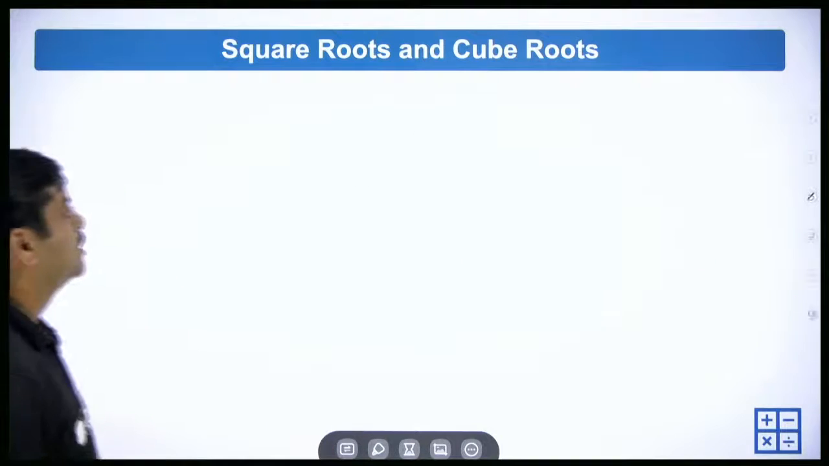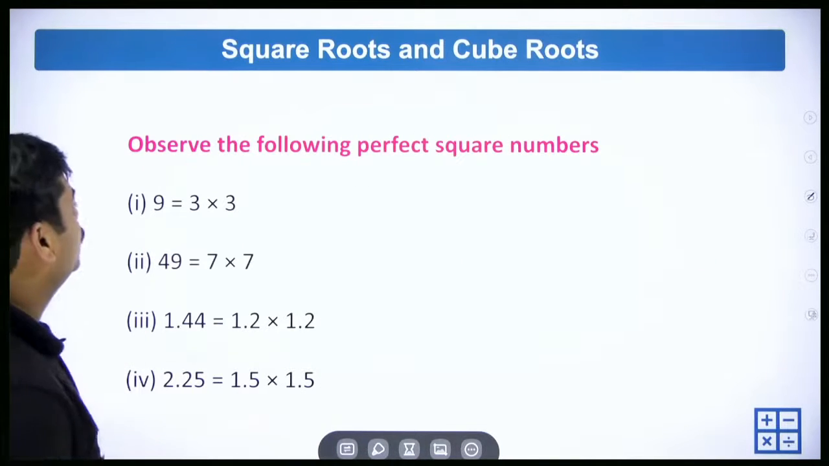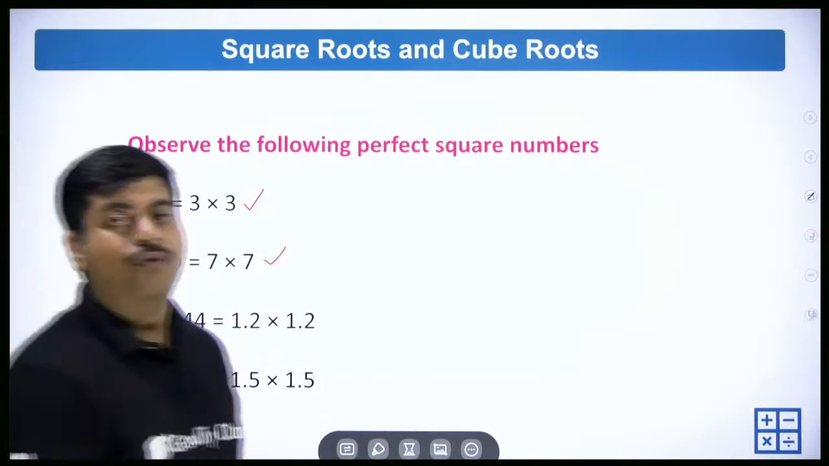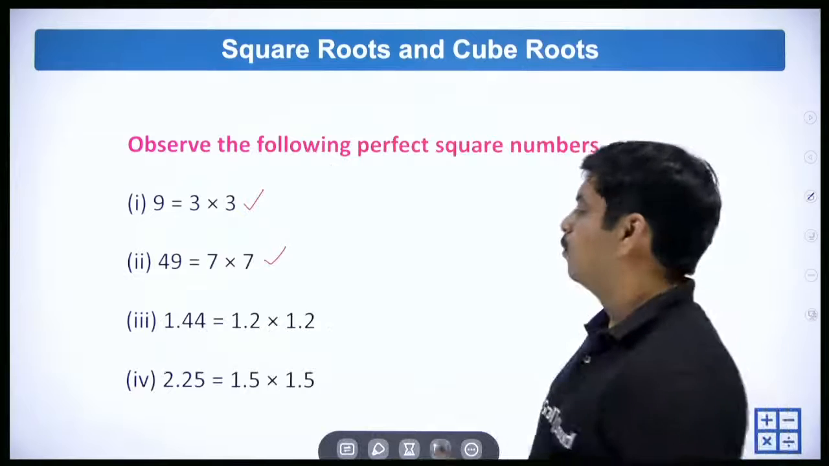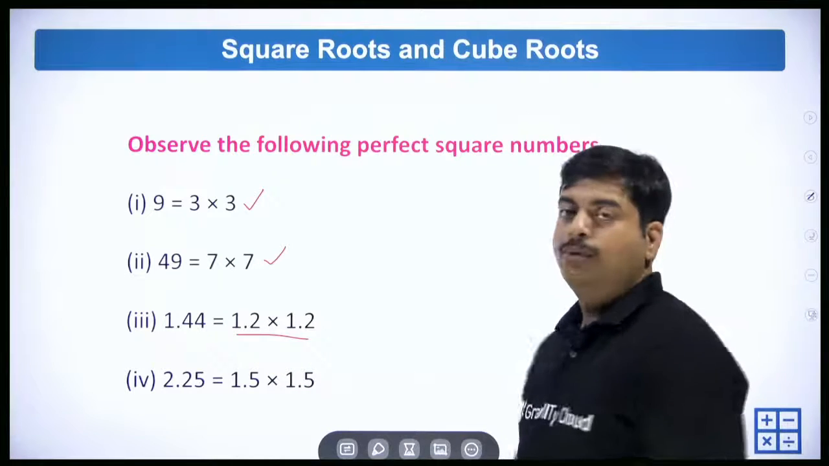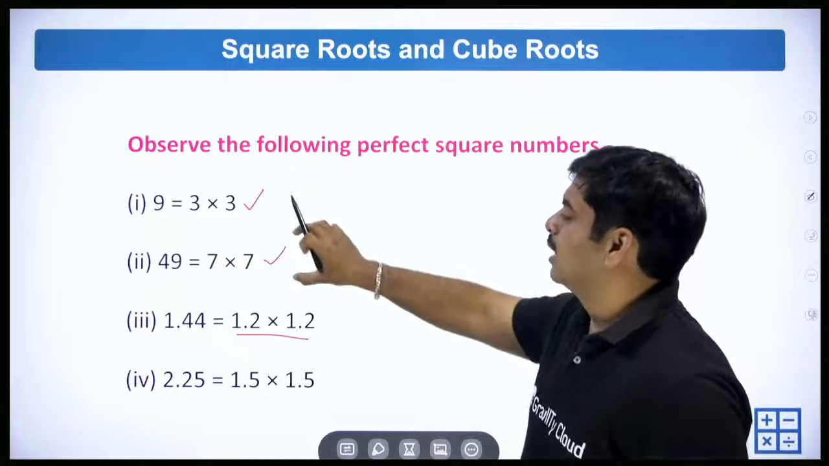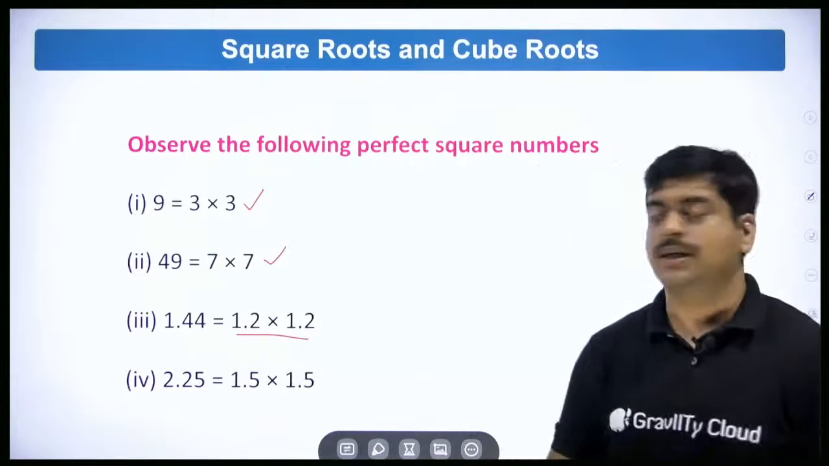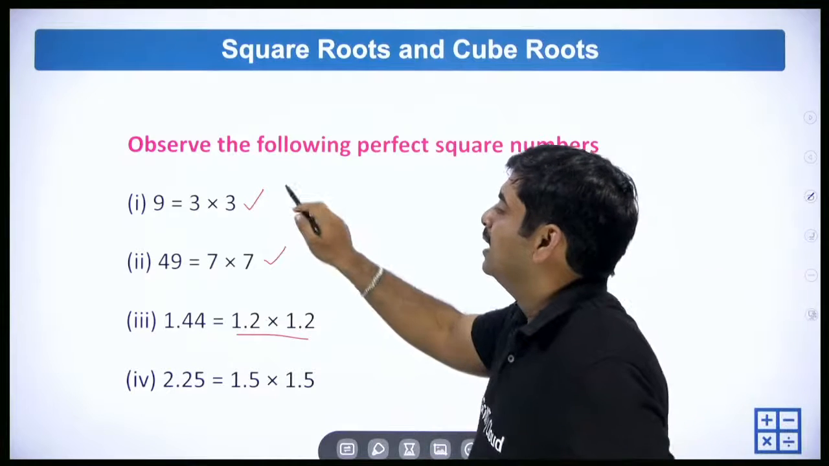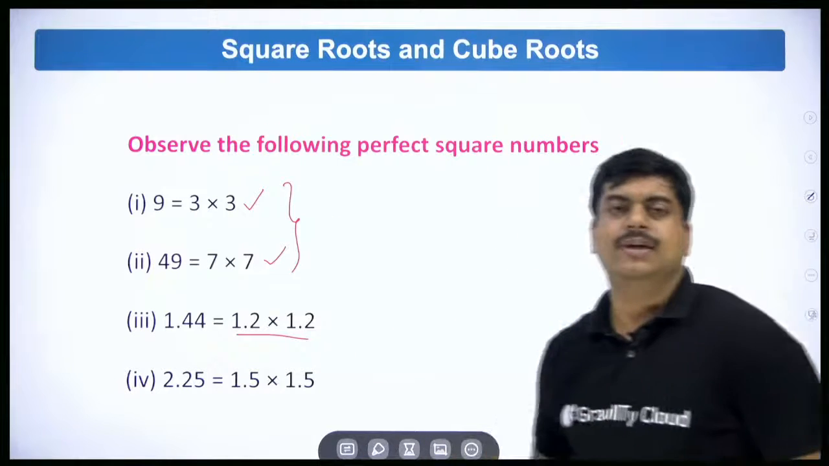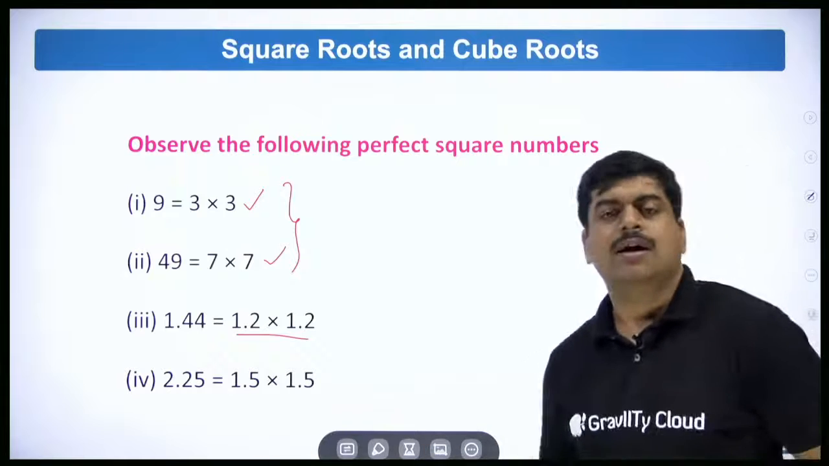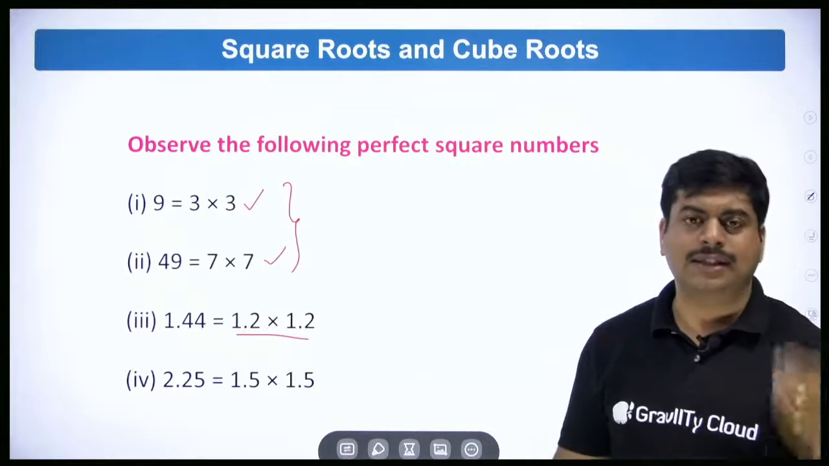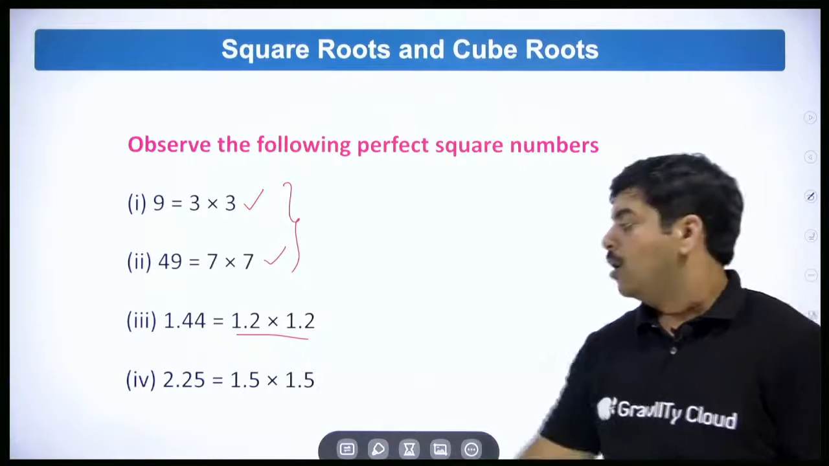So in the same way, let's try to understand more about that. 9, 3 into 3, yes, that is a perfect square. 49, 7 into 7. 1.44. Be very careful. 1.44 is 1.2 into 1.2. Is there any difference between the first, second, and third, fourth? Yes, we have a difference. What is that? We have perfect integers here, but here we have decimals. All the same thing. 1.44 is 1.2 into 1.2. This is exactly the same as what we are discussing for perfect squares.